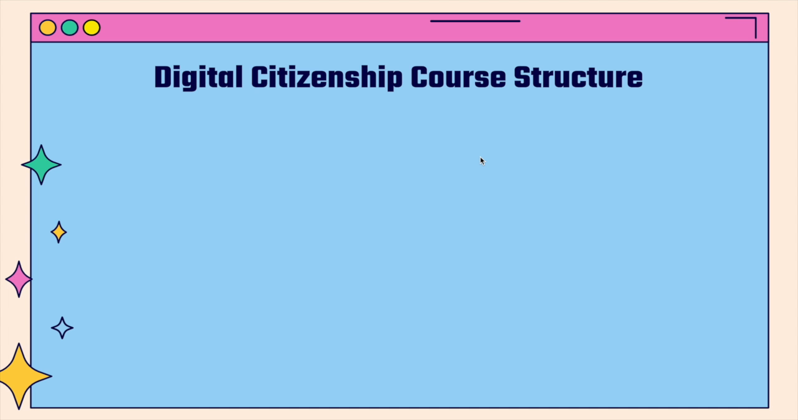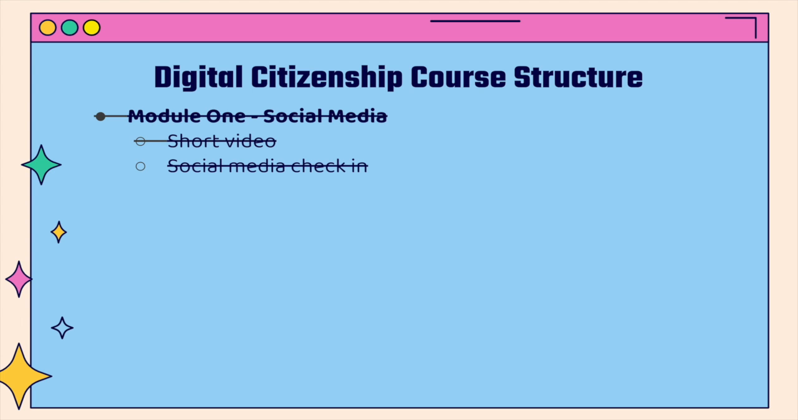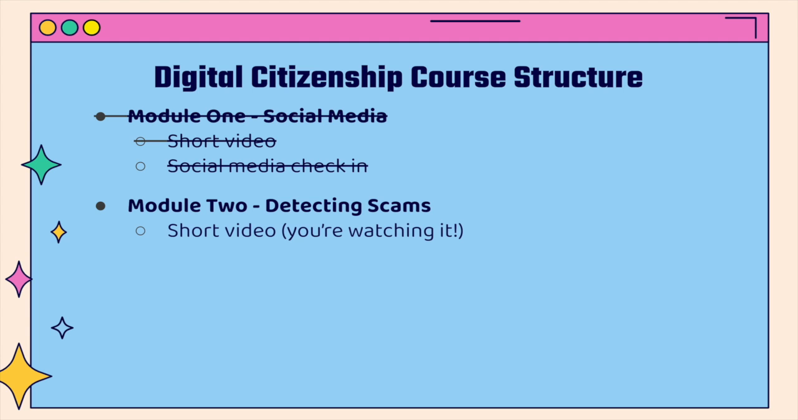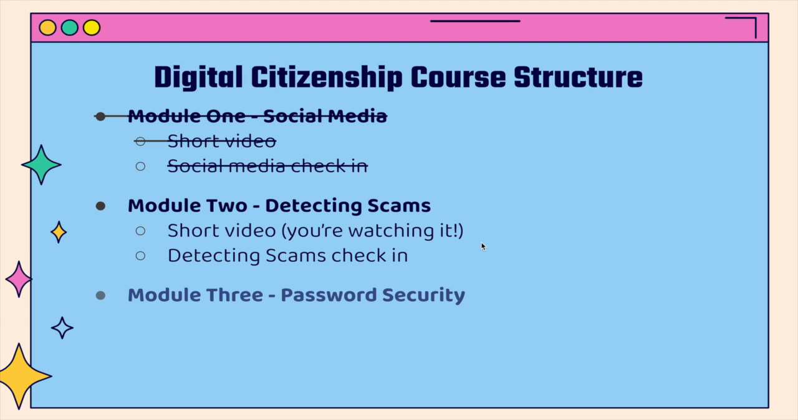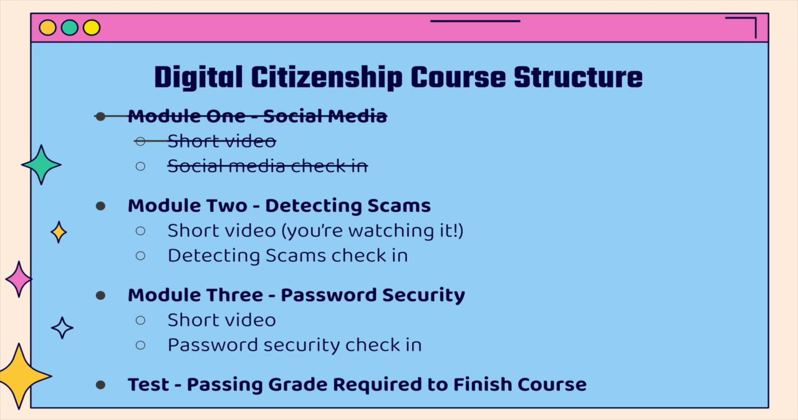As a reminder, we have 3 modules in this course. At this point, you have already completed Module 1. Now we're on Module 2, where you're currently watching a short video. You'll have a short check-in to complete after this video. And then we've got 1 module left on password security. Again, you'll watch a short video. Then you'll do a check-in. And then again, we have our 10-question multiple choice test at the end of the course that you will need to pass.